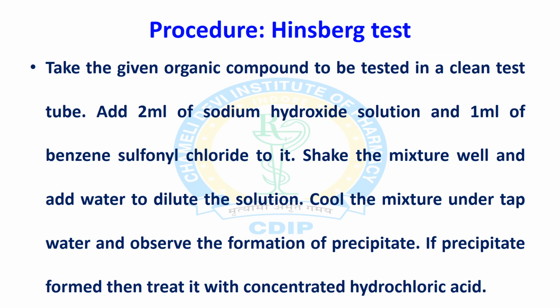Now, in the procedure of the Hinsberg test, take the given organic compound to be tested in a clean test tube, add 2 ml of sodium hydroxide solution and 1 ml of benzene sulfonyl chloride to it. Shake the mixture well and add water to dilute the solution. Cool the mixture under tap water and observe the formation of the precipitate. If a precipitate forms, then treat it with concentrated hydrochloric acid.